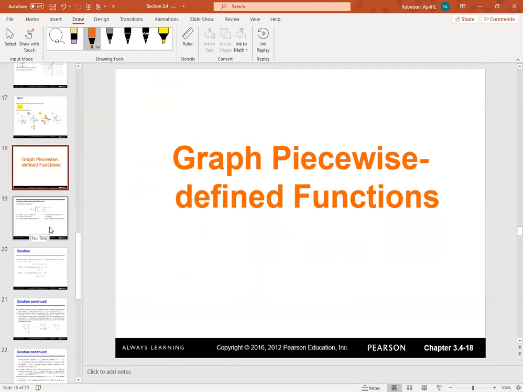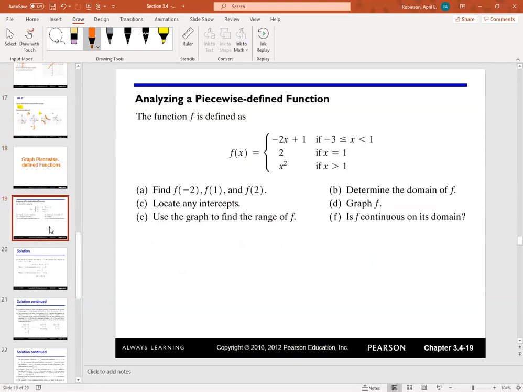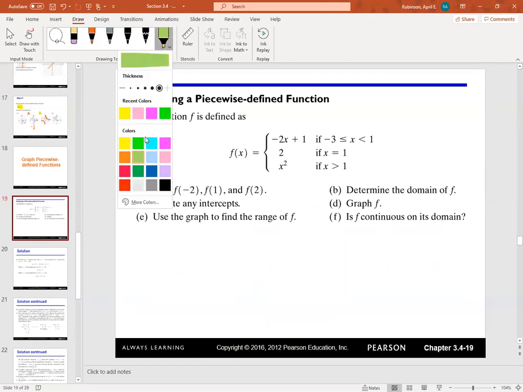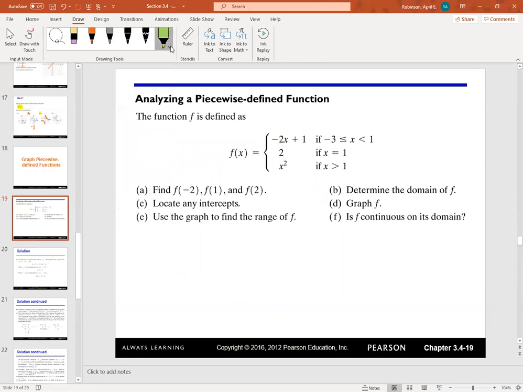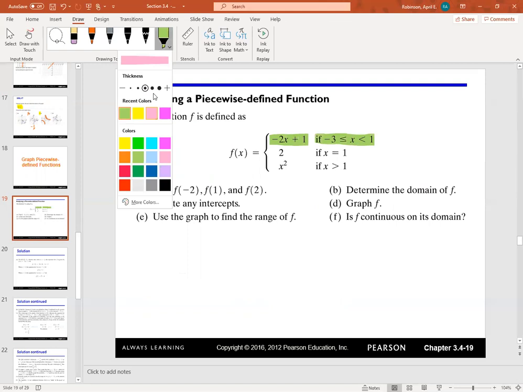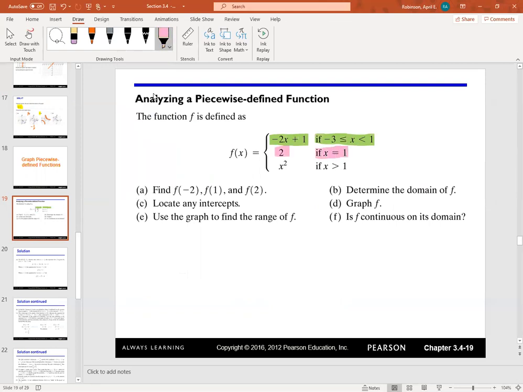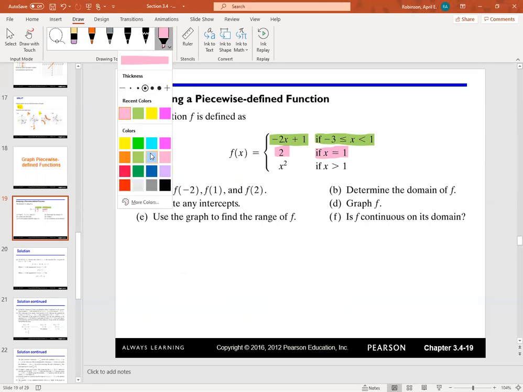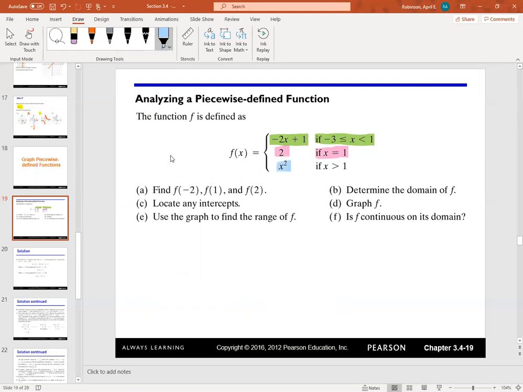Piecewise functions. Okay. They look like this. It says f of x is equal to, and they actually have 3 pieces here. Negative 2x plus 1 if your x coordinates are between -3 and 1. And then f of x would just equal 2 if you have just the x coordinate of 1. And then f of x equals x squared if you have x coordinates greater than 1. So the green one is a linear function. The pink one is a constant function. And the blue one, that is your squared function.